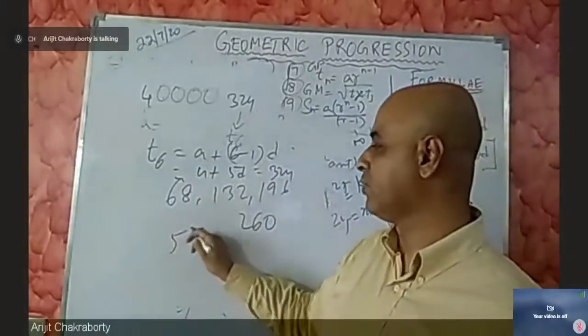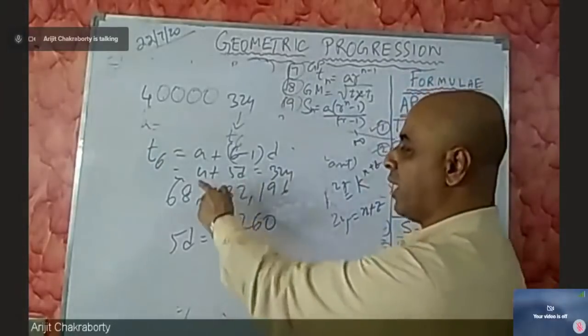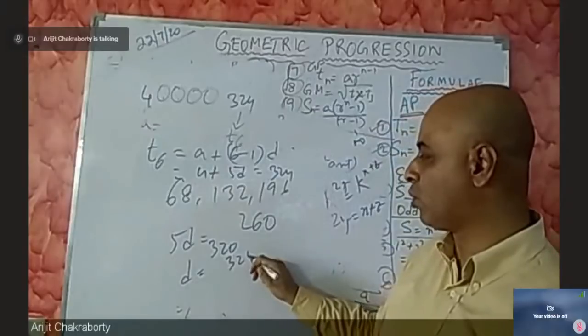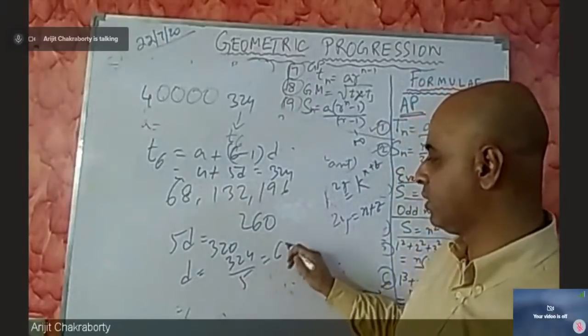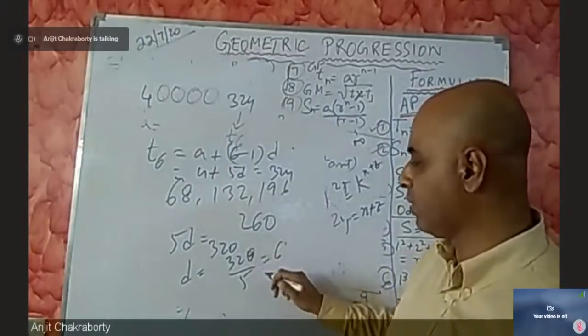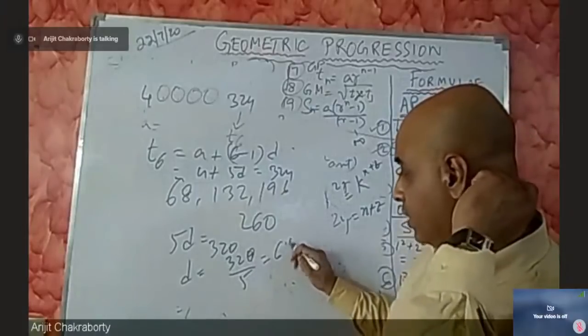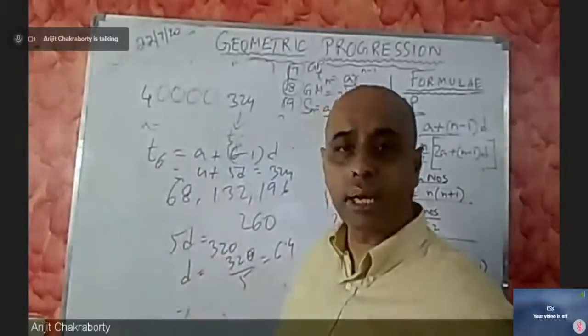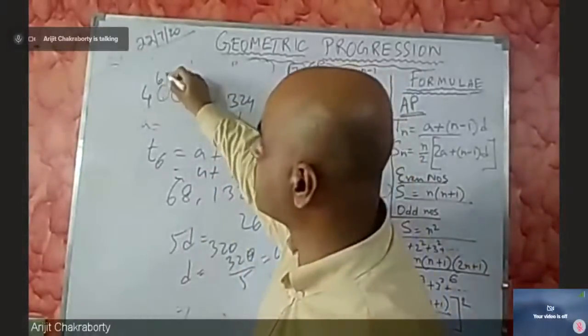In fact, from here you will get 5D equal to 324 minus 4, that is 320. So D will be 320 by 5, that is 5 6 are 30, 64. So D is 64, the first term is 4. So second term is 4 plus 64, that is 68.